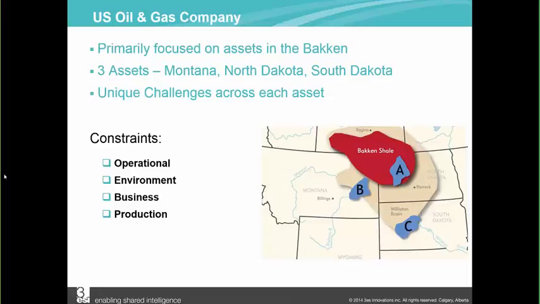Today, we will look at a case study based on a U.S. oil and gas company that is primarily focused on assets in the Bakken. The company operates 3 assets. We have 1 asset in North Dakota, which we will call Field A, 1 in Montana, or Field B, and 1 in South Dakota, or Field C. Due to their different operational environment and production constraints across each of these assets, all of these individual fields present their own unique challenges for business planning.